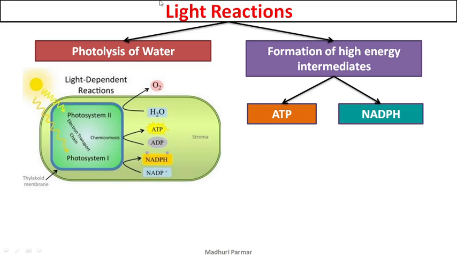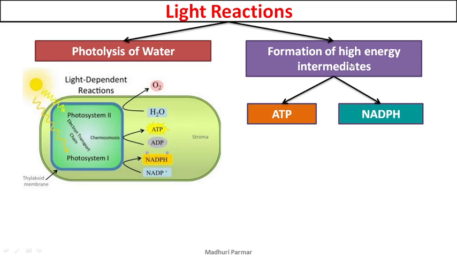So these are the two major parts of the light reactions. First is photolysis of water and evolution of oxygen, which go hand in hand, right? So we saw how water was split at photosystem 2 and it released oxygen, and the 4 electrons were given back into the photosystem. Clear? And today we will be seeing formation of the high energy intermediates, that is ATP and NADPH.